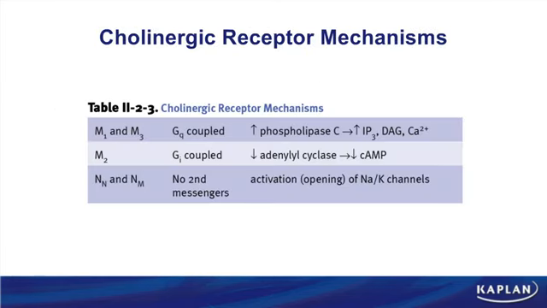We've discussed different types of cholinergic receptors and their coupling mechanisms. This table summarizes that for us. M1s and M3s are Gq, M2s are Gi. Now, nicotinic receptors, N sub N and N sub M. These don't use second messengers. These types of receptors are directly coupled to ion channels. They're coupled to the activation, opening of sodium channels, causing sodium influx into the cell, and potassium channels causing potassium efflux.